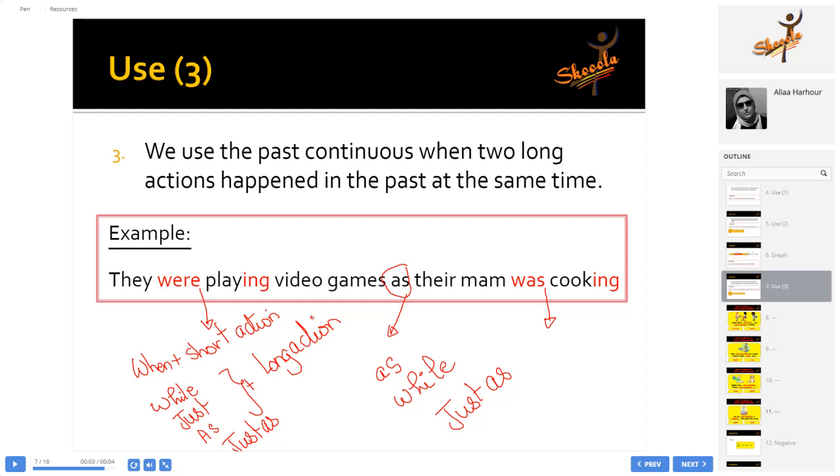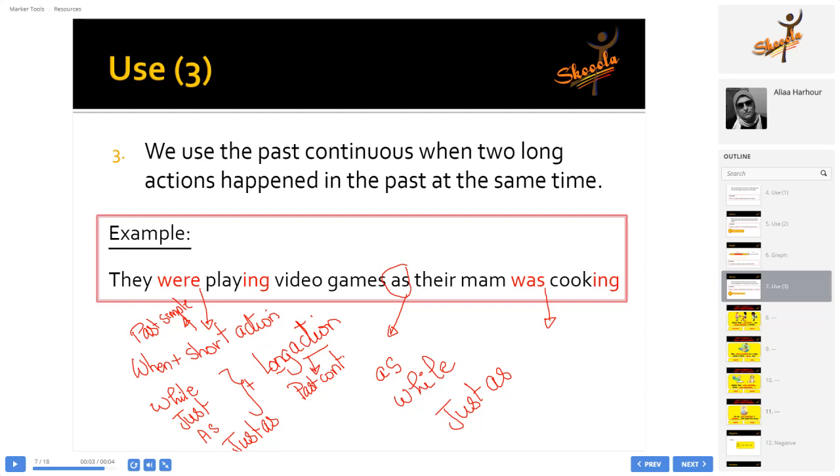Do you remember what I mean by long action? Yes, the long action is the one that has was or were plus verb in ing, which is the past continuous. Again, the long action is the past continuous. The short action is the past simple. What does this mean? We can say, for example, when my friend came, I was sleeping. Again, when my friend came, I was sleeping.